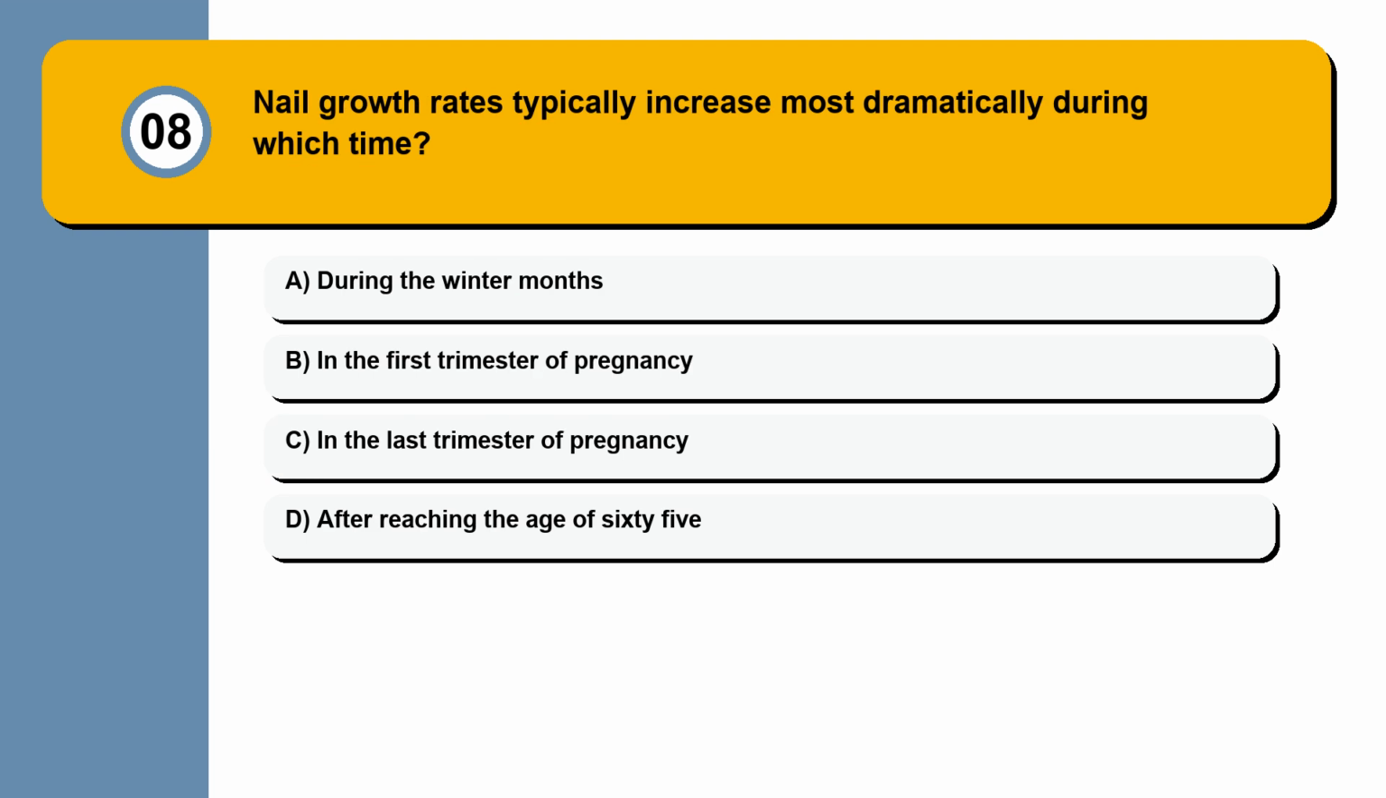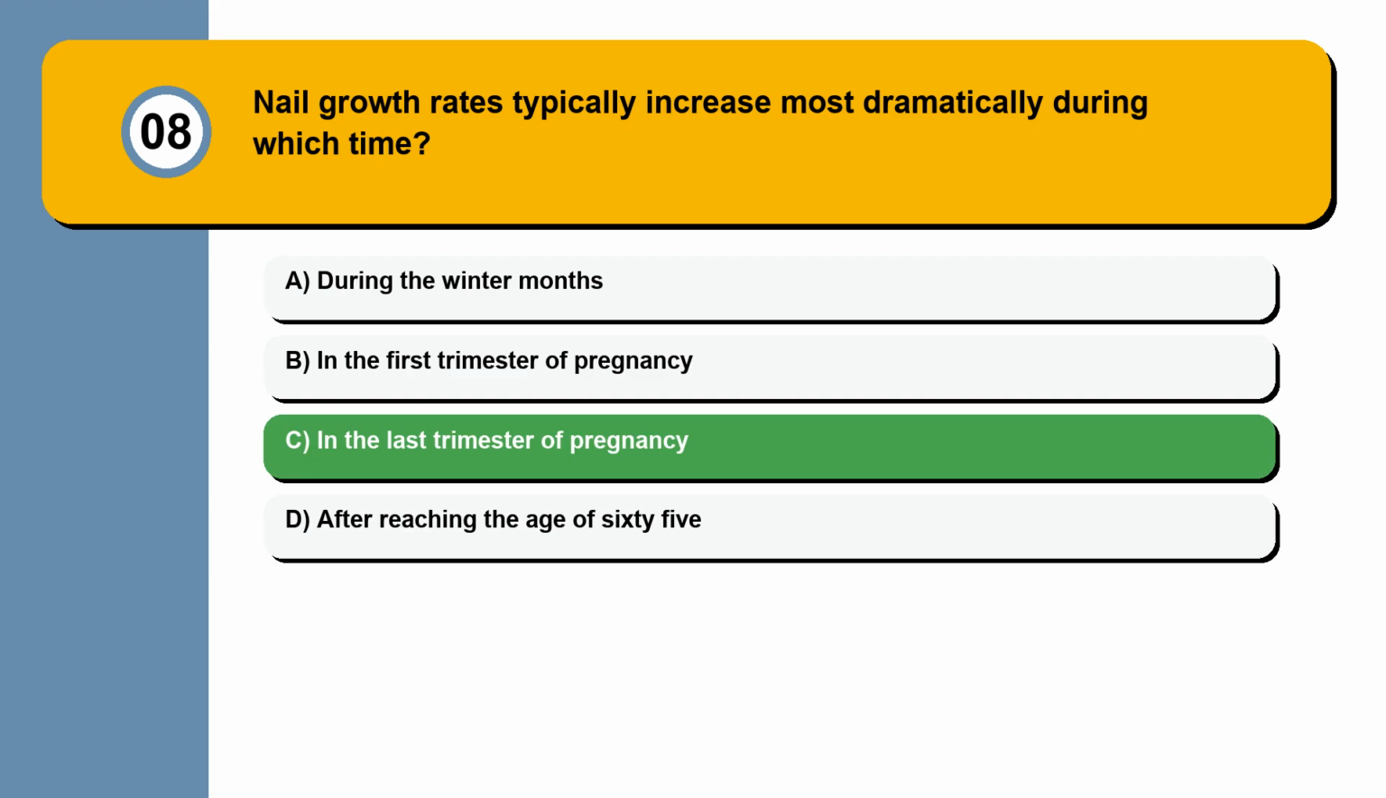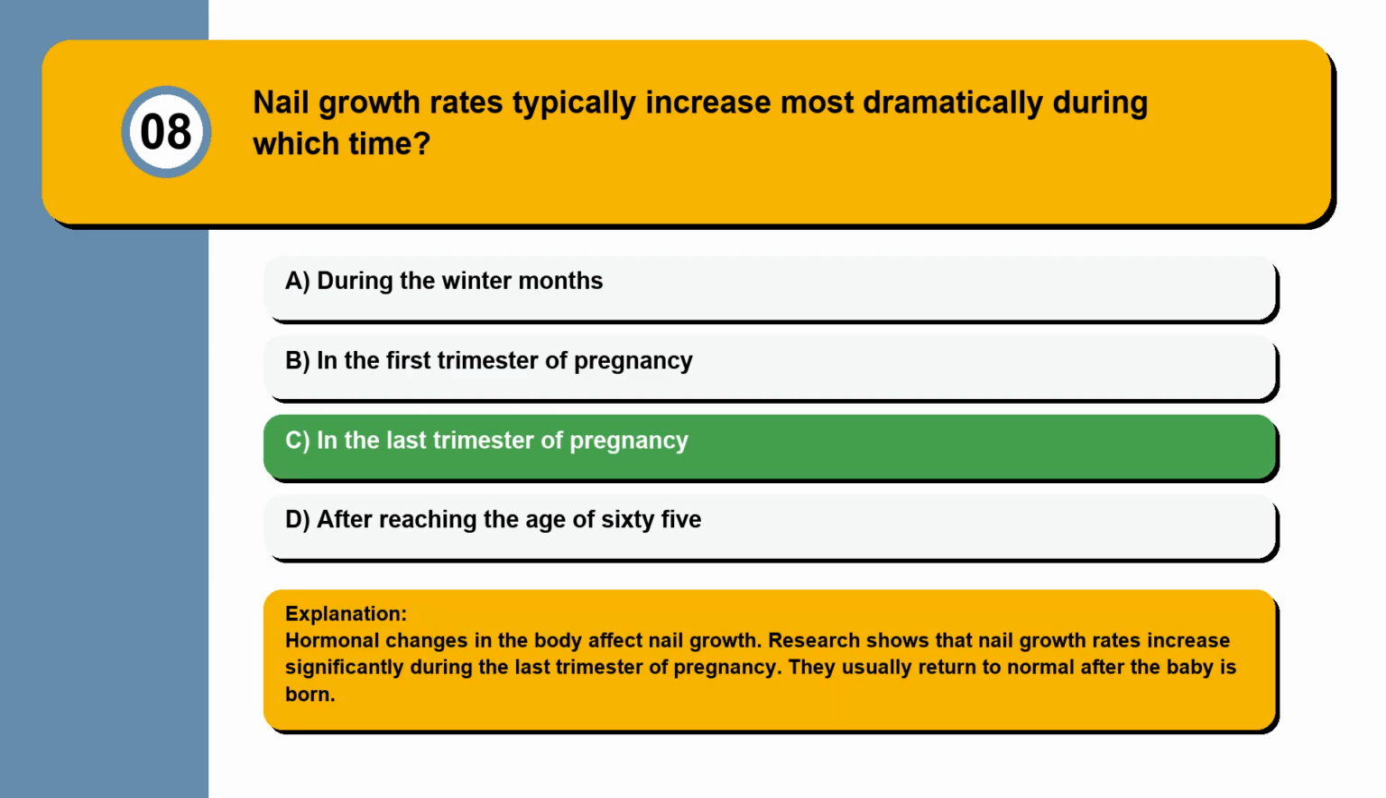Question 8. Nail growth rates typically increase most dramatically during which time? During the winter months. In the first trimester of pregnancy. In the last trimester of pregnancy. After reaching the age of 65. Hormonal changes in the body affect nail growth. Research shows that nail growth rates increase significantly during the last trimester of pregnancy. They usually return to normal after the baby is born.